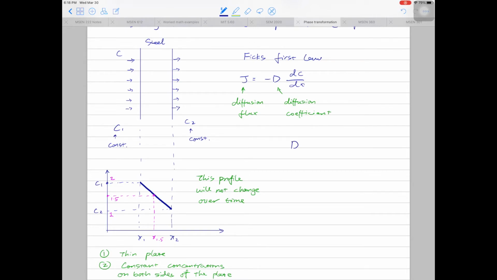The diffusion coefficient D can be broken down into several parts. D is equal to D naught exponential minus QD over RT. The D naught is the temperature-independent diffusion coefficient. QD is the activation energy for diffusion. R is the ideal gas constant, and T is the absolute temperature in Kelvin. From this expression, we can tell if we increase D naught, D increases. If we increase temperature, D increases. If we decrease the activation energy for diffusion, D increases.